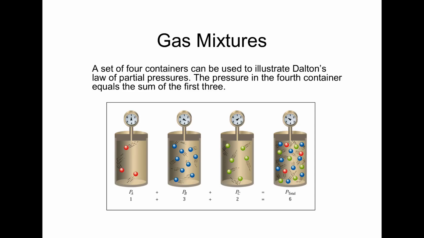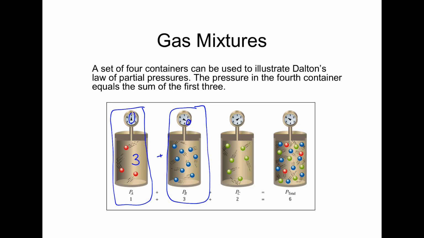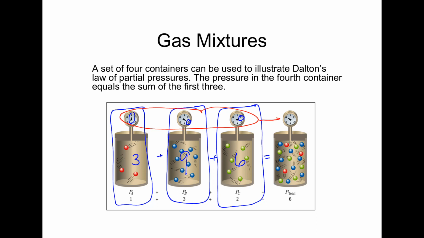It says that if you have individual gases, so we have some red gas here, there are 3 particles, and it's at a pressure of 1, we'll say atmosphere, and we're adding that to some blue gas, which is at a pressure of 3 atmospheres, and there's 1, 2, 3, 4, 5, 6, 7, 8, 9 particles there, and we add that to some green gas, which is at a pressure of 2, and there are 6 particles here. If we add those together, the pressures are additive. So 1 plus 3 plus 2 is equal to 6.